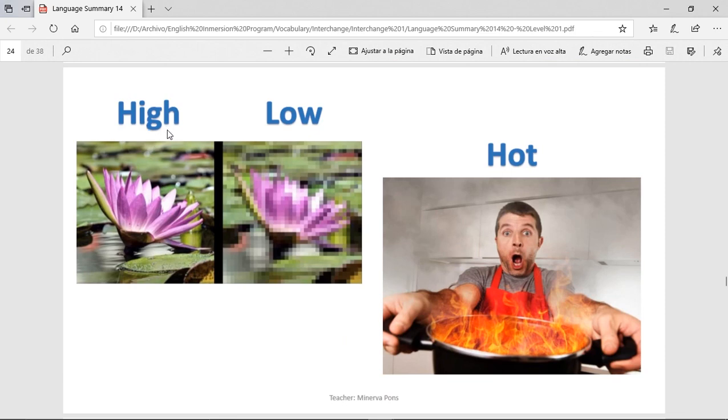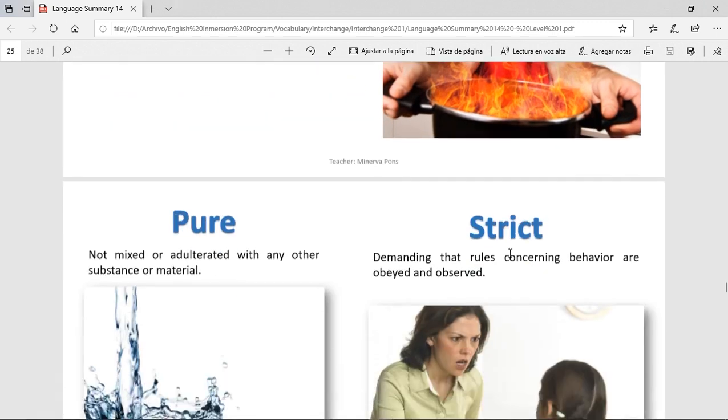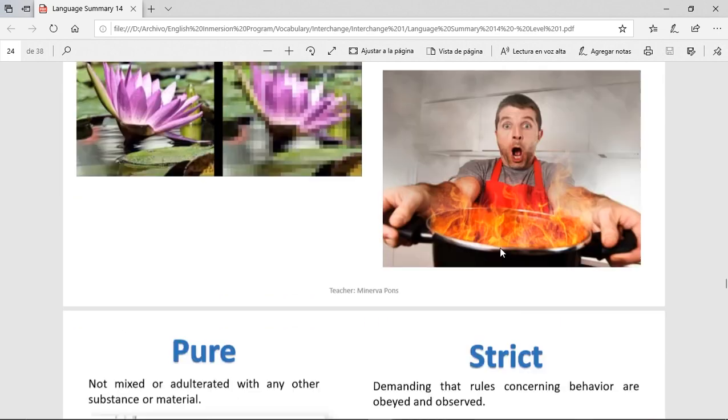We have high and low. High means a lot and low means few. In this case, we can have high resolution, so we can see everything. And here we can have low resolution, that it's not so good. It's a few resolution only. We have hot. If you touch it, it burns. It's the opposite of cold.